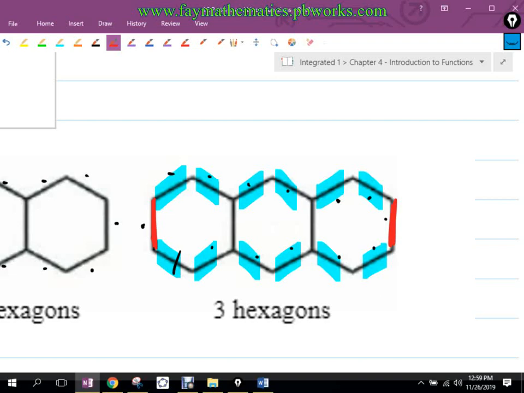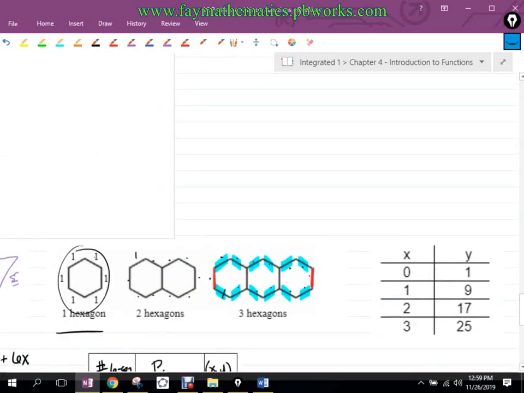Okay. So if each one of those red distances is 1, then 1 plus 1 is 2. And that's the 2 that's in my equation. That's the plus 2 in my equation. Okay? Does that make sense? So that's how we go about that problem.